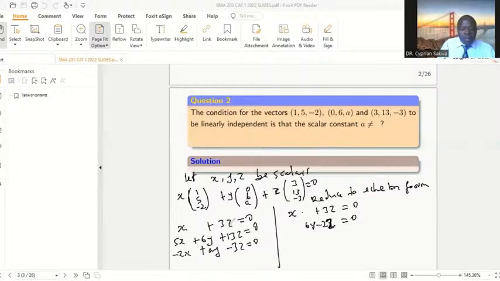Now, multiply the first equation by 2 and add the result to the third equation. You would have ay. Multiply this by 2, you have 6. Add to this, you have 3z. And this is 0. Now, I can see that the second equation can be divided by 2. I just do that.